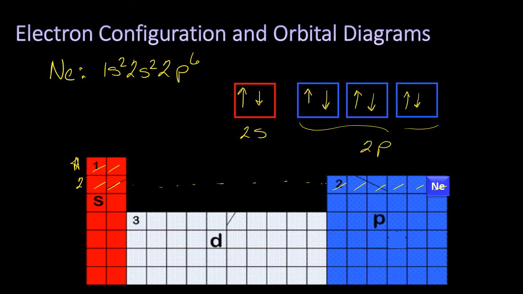Yay! We are done, and look, all of neon's orbitals are filled up. It's perfectly happy. It doesn't play chemistry games. Life is good for neon.